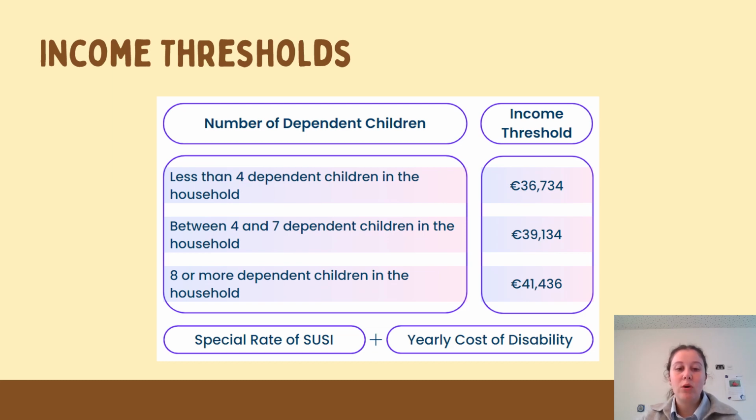So if there's between 4 and 7 dependent children in the household, it's €39,134, and if there's 8 or more dependent children in the household, it's €41,436. So that is the special rate of SUSI plus the yearly cost of disability. If you want to look into the special rate of SUSI in more detail, you can do that on SUSI's website, susi.ie, and that will tell you what those figures are without the yearly cost of disability, or you can minus the €11,734 to find out what the special rate of SUSI is for each of those family situations.